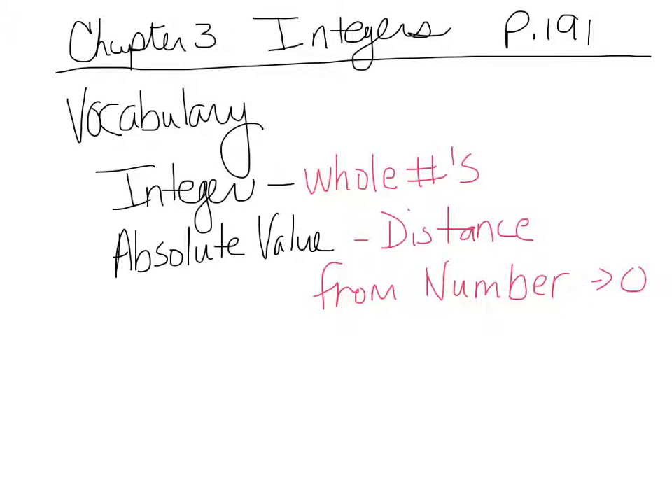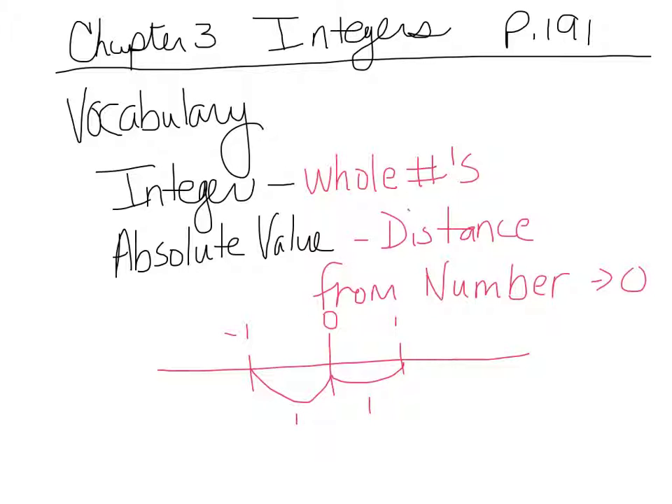And the other vocabulary word that you're going to need is absolute value. And absolute value, it's a fancy word again for the distance from the number to 0. So if the number is, here's your graph, here's your 0. So if it's 1, the distance between 1 and 0 is 1. But if it's -1 over here, the distance is still 1.